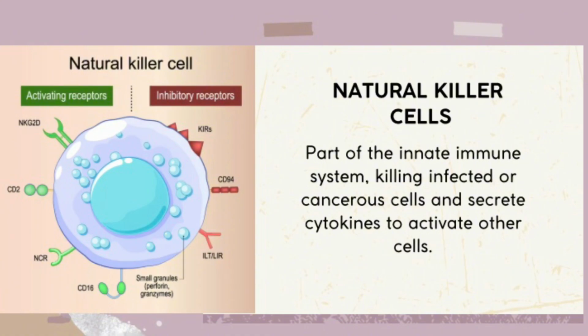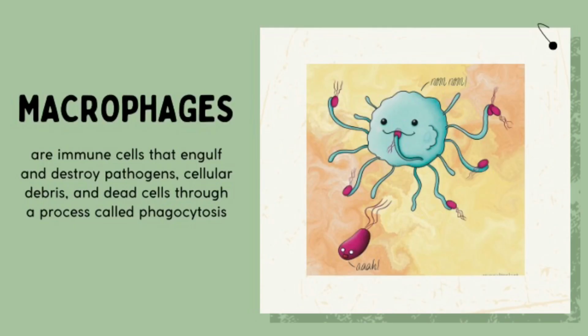Another part of the innate immune system is the natural killer cells. It kills infective or cancerous cells and secretes cytokines to activate other cells. Natural killer cells are found in the bone marrow. Next part of the innate immune system is the macrophages. Macrophages are immune cells that engulf and destroy pathogens, cellular debris, and dead cells through a process called phagocytosis. These macrophages act as the first line of defense against infection. So, ang ginagawa nito ni macrophages is nagre-release ng cytokines that promote inflammation doon sa site na may infection.